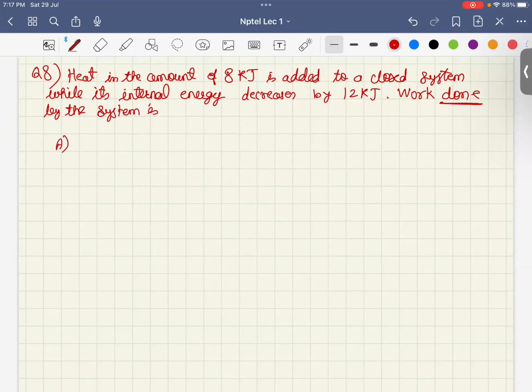is option A 20 kilojoule, option B minus 20 kilojoule, option C 4 kilojoule, option D minus 4 kilojoule. So remember it's work done by the system. I'll wait for a couple of minutes for you to solve the question. I hope the question is clear to everyone, and if anybody has any doubt, they can ask. Those who have understood can try solving the question.